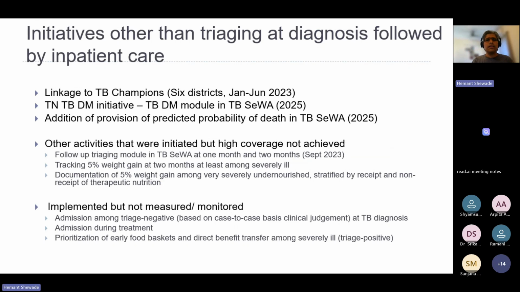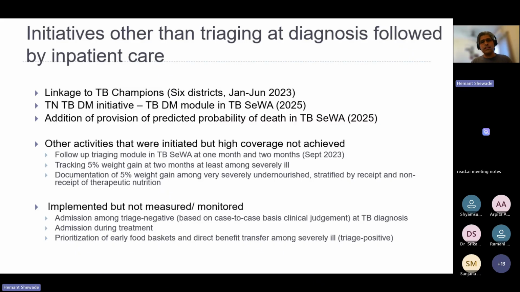Now, other than triaging and diagnosis, there were other initiatives that were also implemented. In 6 districts, there was an Allies project going on where TB champions were providing counseling for people with TB, and were also linking many people with TB for nutritional support. So in these districts, TB champions did additional counseling for those who are severely ill.